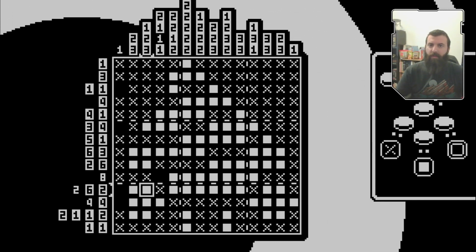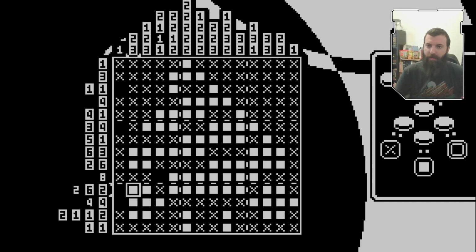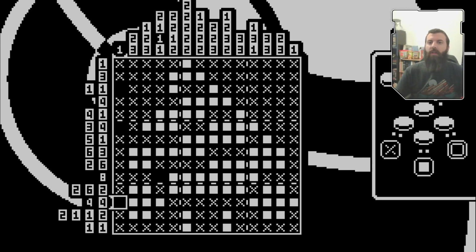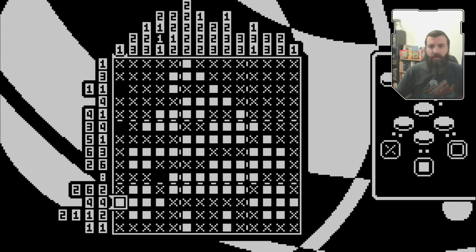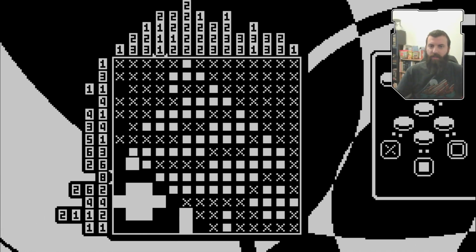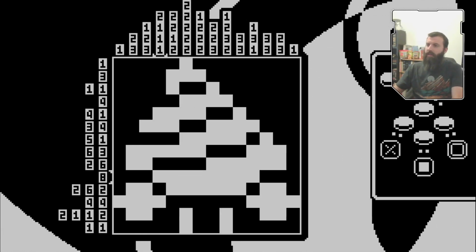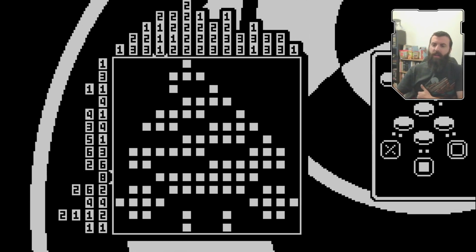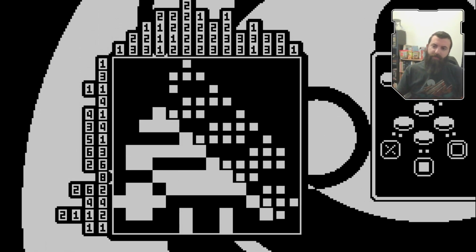It means that this pixel has to be filled in to fulfill our vertical 3. It means that we've completed our 2 there, which means that we've got a 4 that needs to go here, and our 8 has to go here. Finally, got our little crab guy, and we are done.